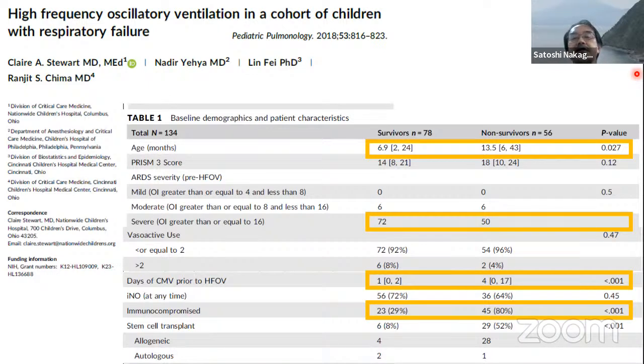Same as in our series, they applied the high-frequency oscillation on immunocompromised hosts. In the non-survivors group, 80% of them had an immunocompromised condition, and around 30% of the survivors had an immunocompromised condition in their series.